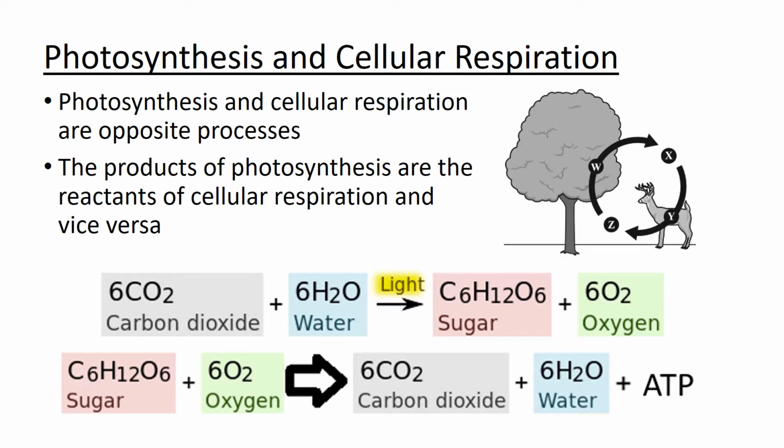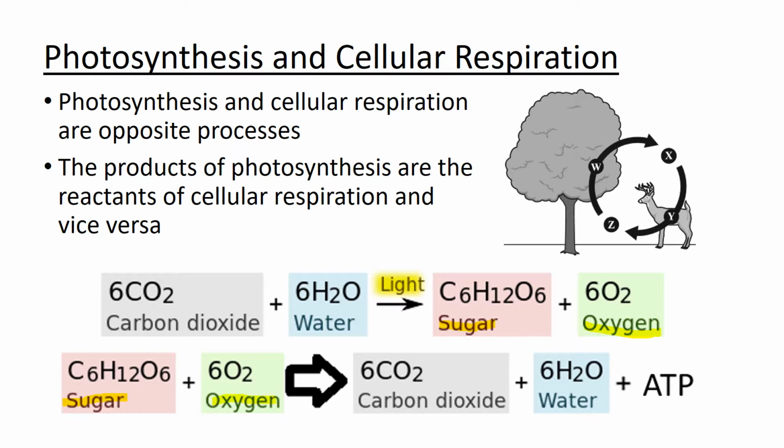Photosynthesis and cellular respiration are opposite processes. I'll show you what I mean. They're not perfectly opposite, but they're basically opposite processes. Over here we have our sugar and our oxygen, our glucose and oxygen. Those are the products of photosynthesis. And these products of photosynthesis are the reactants of cellular respiration.